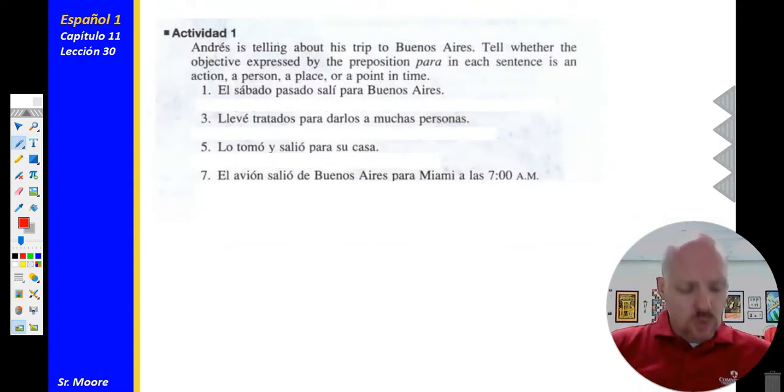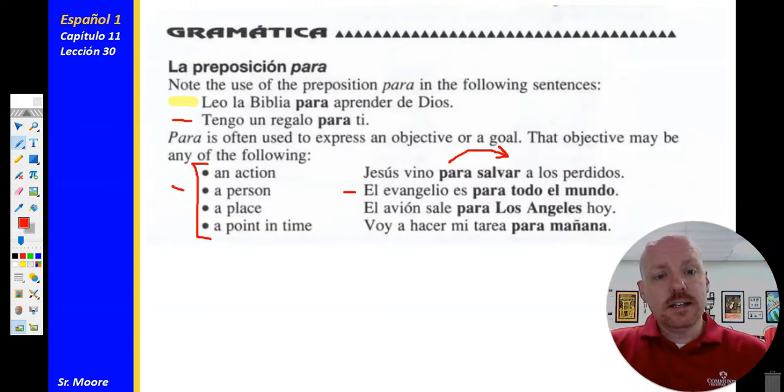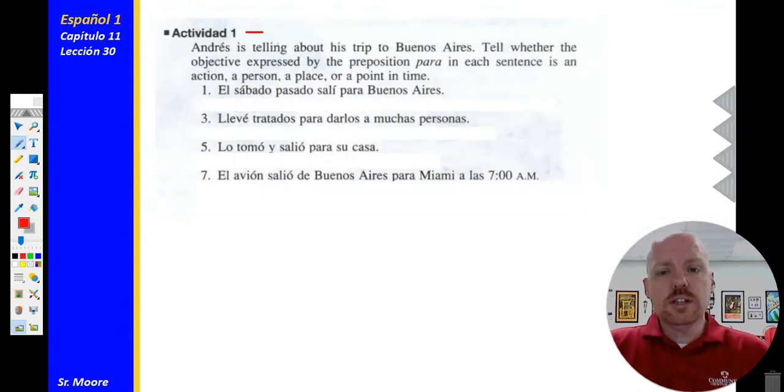Let's look at actividad 1. Actividad 1 está en página 250 en el libro. Andrés is telling about his trip to Buenos Aires. Tell whether the objective expressed by the preposition para in each sentence is an action, a person, a place, or a point in time. And if we look back at this list on the previous page, you can see all of those uses there. So let's look at the examples.